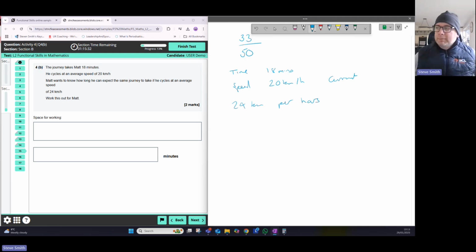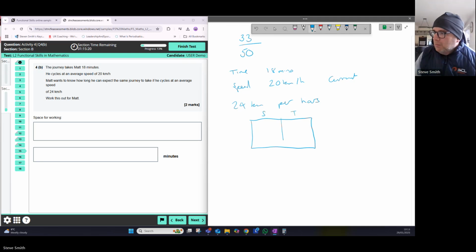Obviously, it's going to take him less time. If we create our little triangle here, we've got speed and we've got time. So we can see when he's going 20, it takes 18 minutes. And now we've got 24 miles an hour. So this number has to go down. It has to go down. We wouldn't be taking longer if we're going faster.